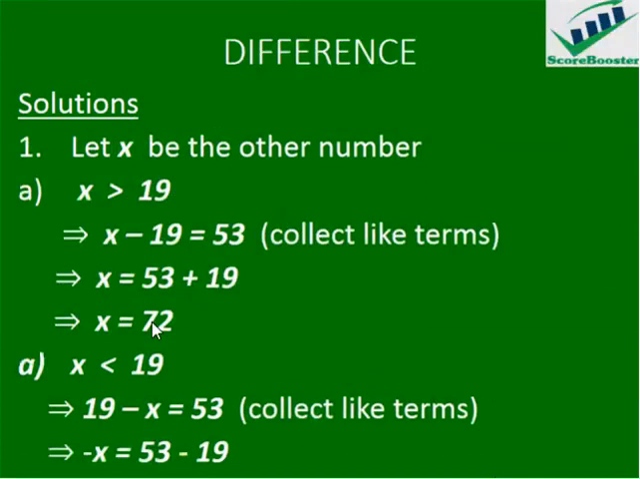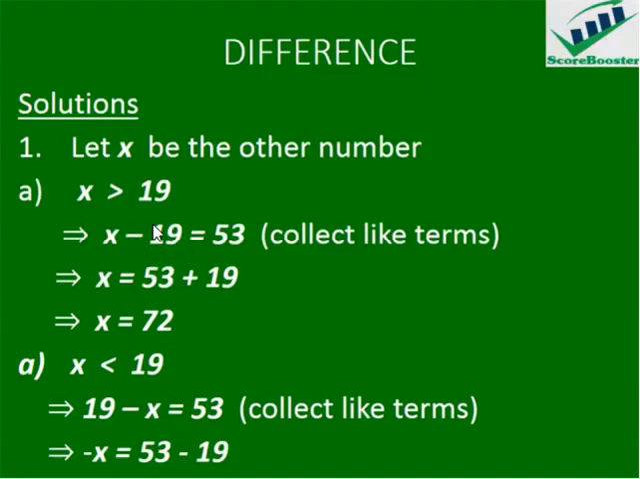So if that number is greater than 19, we have to subtract 19 from that number. So the first situation is x greater than 19. So we subtract 19 from x, and we say that when 19 is subtracted from that number we don't know, the result is 53. We already talked about how to eradicate negative number in the previous lesson, that is sum.